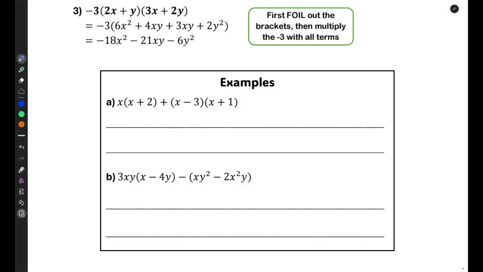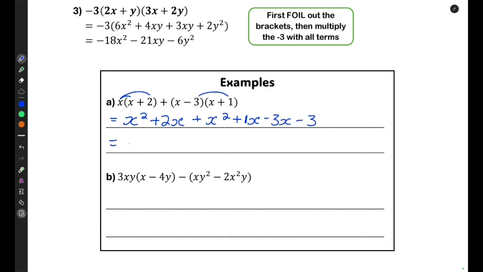Let's practice a few. Question A. This is a normal distribute sum. So I'm first going to multiply that x, and then I'm going to FOIL the last two brackets and then look for like terms. So x times x is x squared plus 2x, and then I'm going to FOIL. That's going to be x squared, then plus 1x, then minus 3x, and then just minus 3.